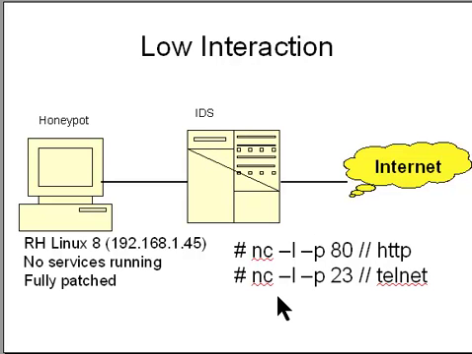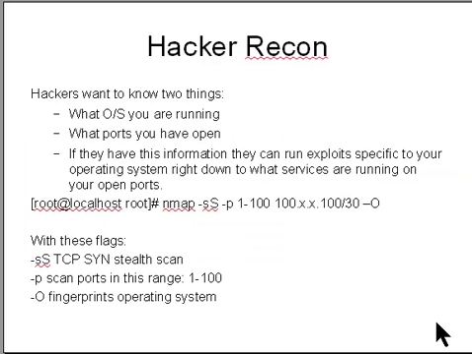What we can do is use Netcat, and we have talked about that before. It's a simple little tool that transmits TCP or UDP packets across the network, and we can set that up to listen on various ports. So Netcat listen on port 80, Netcat listen on port 23, Telnet. These are just comments over here to the right. And so when somebody scans that computer, what are they going to see? Well, first of all, let's talk a little bit about hacker reconnaissance.